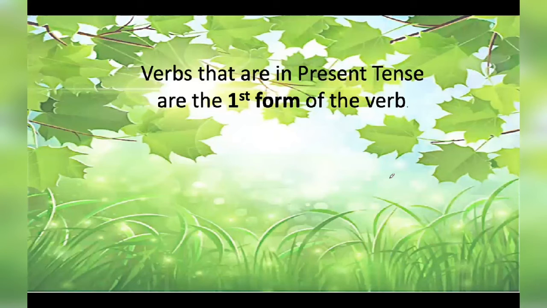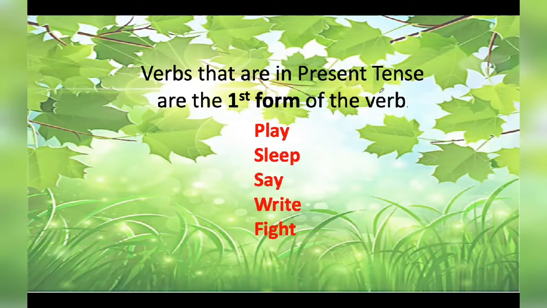Verbs that are in present tense are the first form of the verb. For example, play, sleep, say, write, and fight. These verbs are all in present tense, right? So that's why they are in the first form. These are the first forms of these verbs.